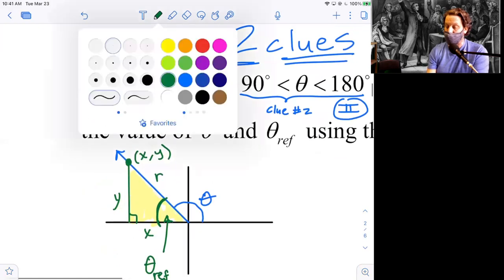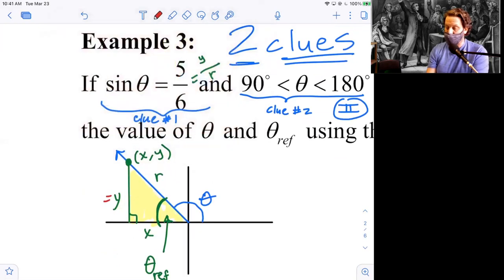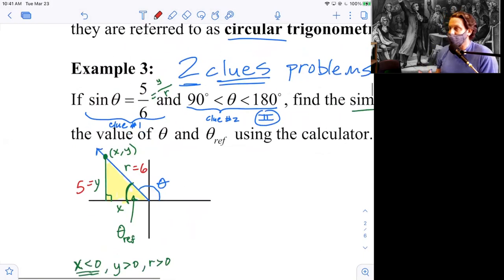So I can come up here and label those now. Y is 5 and r is 6. And I know y has to be positive 5 because I'm going up. And of course, r has to always be positive. That's 6. Now, here's the deal. If I know all 3 side lengths, I can list all 6 trig ratios, right? It's just a matter of putting them and naming them correctly.